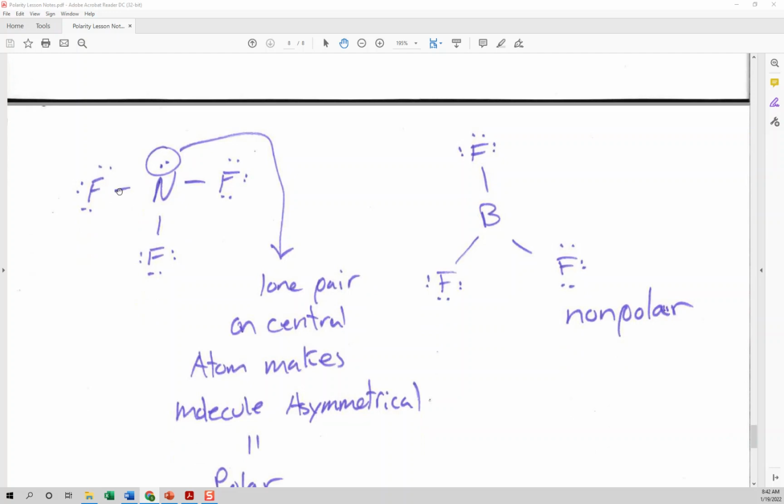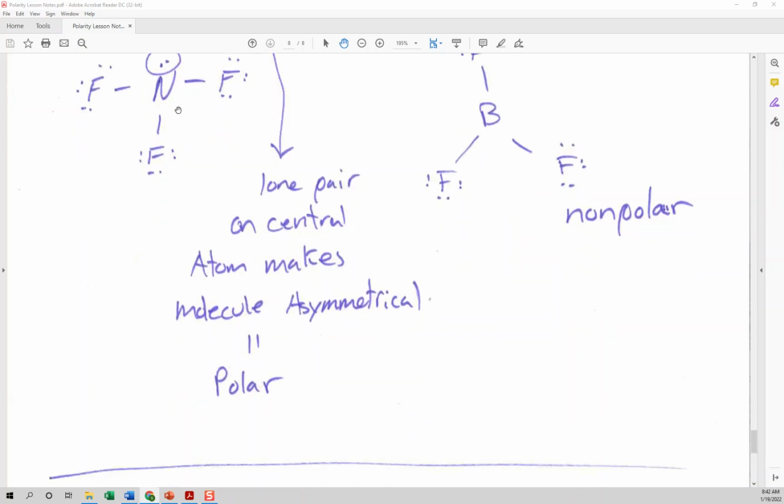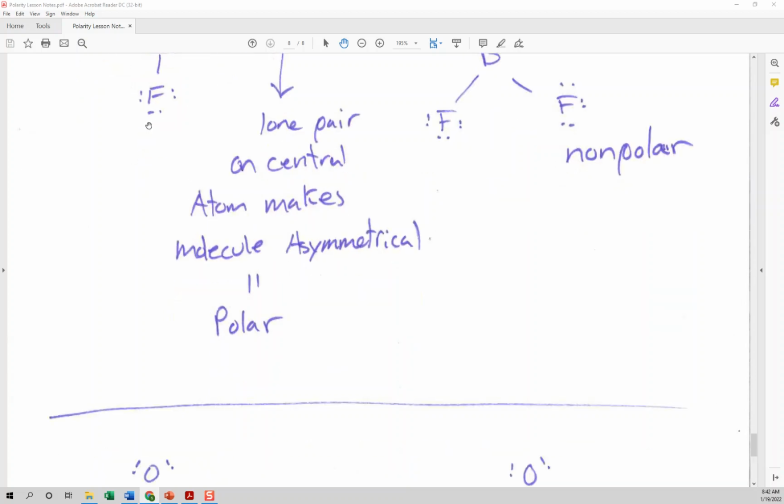But this is not a very polar bond. Nitrogen's high in electronegativity, so is fluorine. Fluorine's more electronegative. But there is a difference, so that's a polar bond, polar bond, polar bond. So I do have polar bonds, and because I have a lone pair, that makes this molecule asymmetrical, so that is going to be a polar molecule. It's an asymmetrical molecule, trigonal pyramidal, okay?